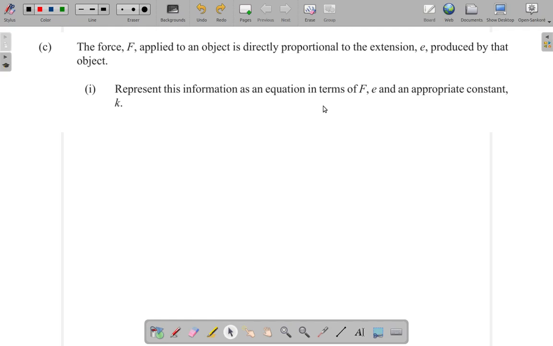Let's see. You are talking about directly proportional. When two quantities are directly proportional, when one increases, the other increases with it. When one decreases, the other decreases. So they rise together, they fall together. Inversely proportional, when one rises, the other falls. When one falls, the other rises. But this is directly proportional.